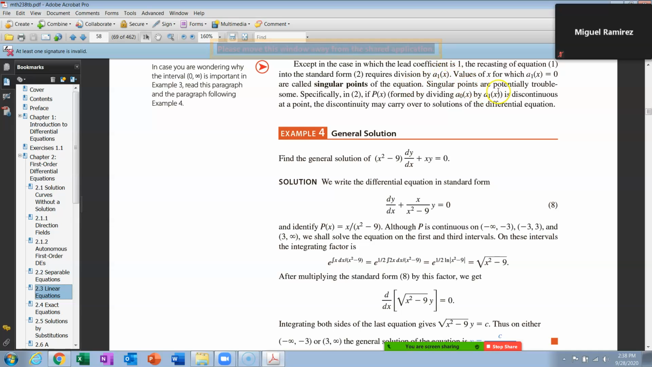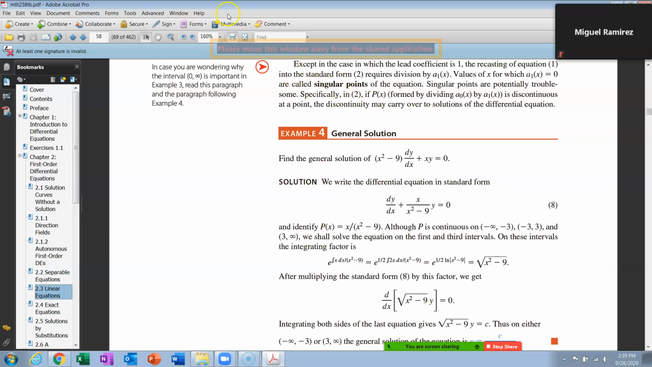These singular points are potentially troublesome, you believe that. Specifically in equation 2, if p of x, formed by dividing a0 of x by a1 of x, you'll have to go back and look at the earlier pages here, is discontinuous at a point, the discontinuity may carry over into your solutions of the differential equation.